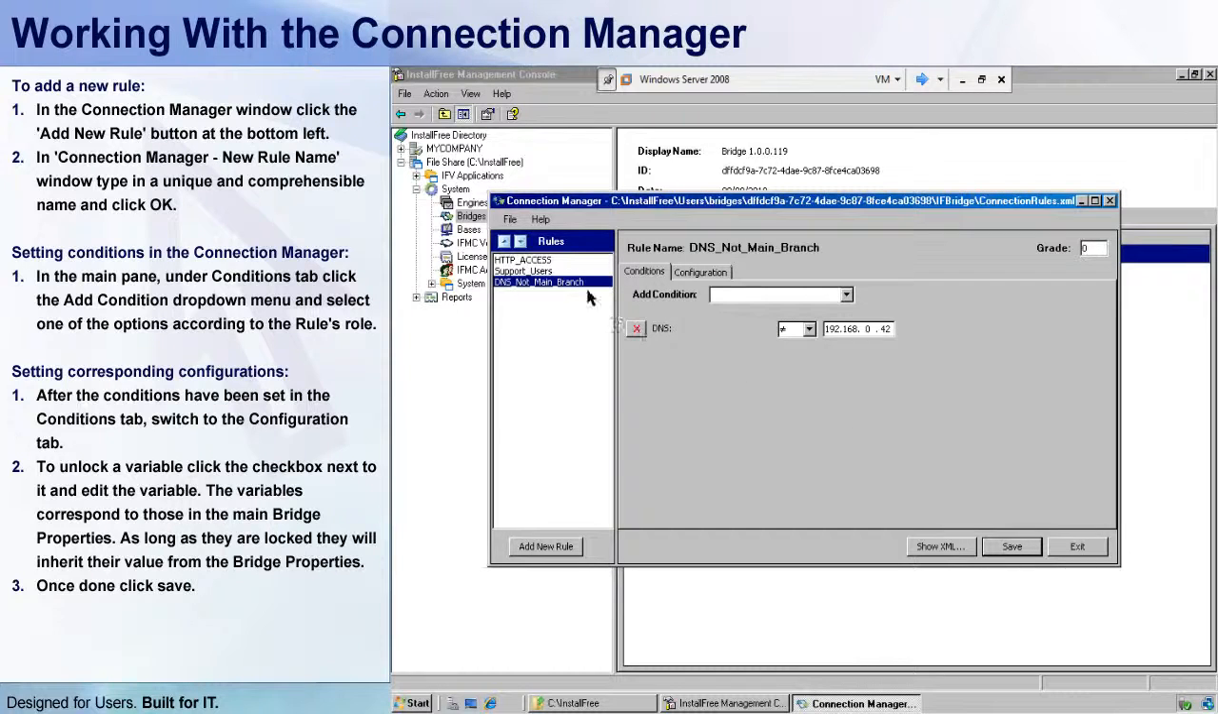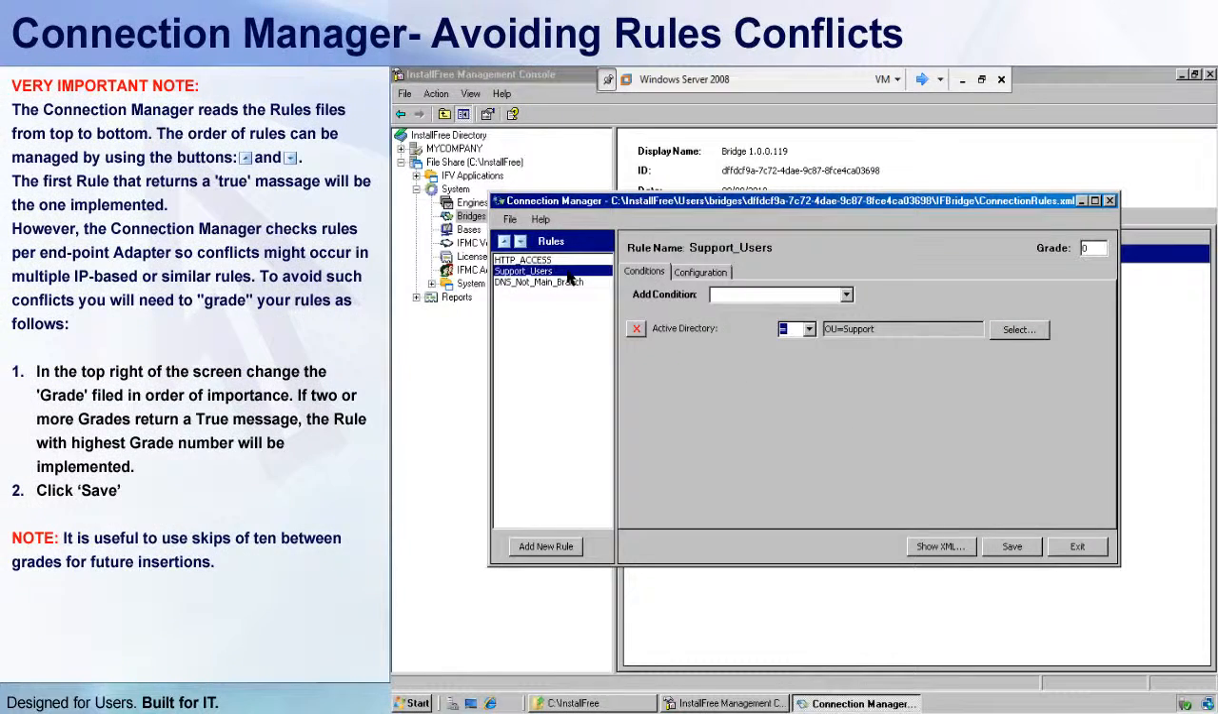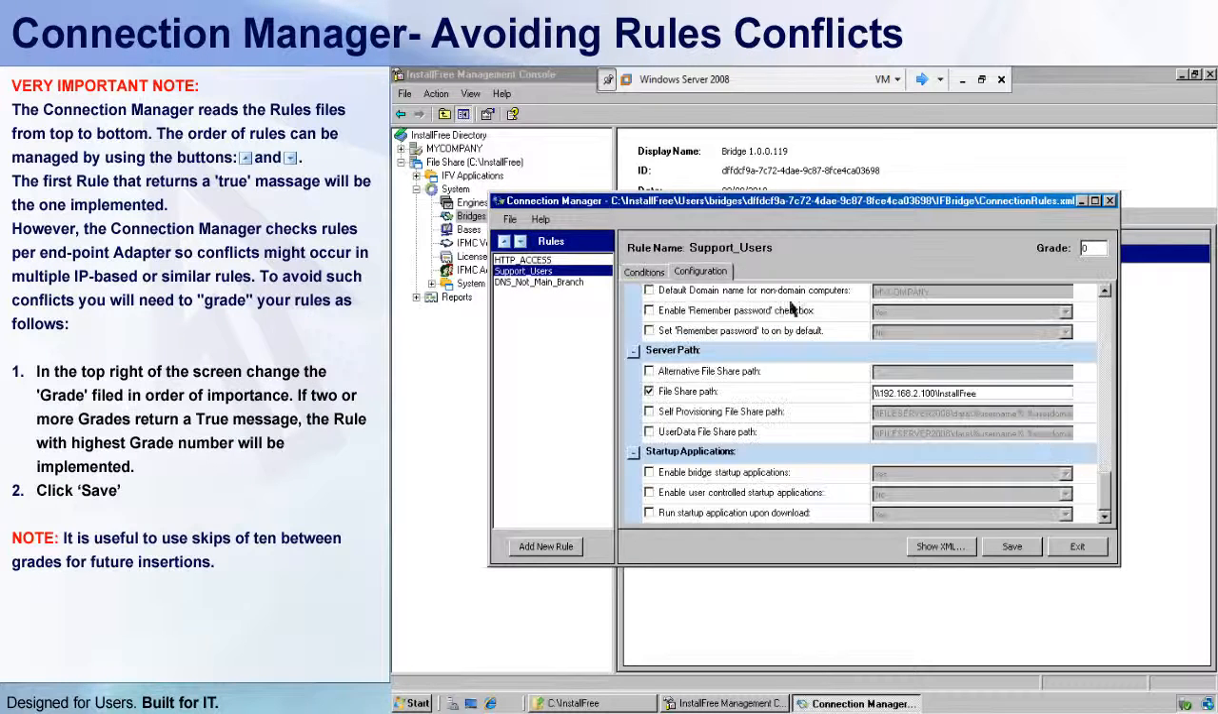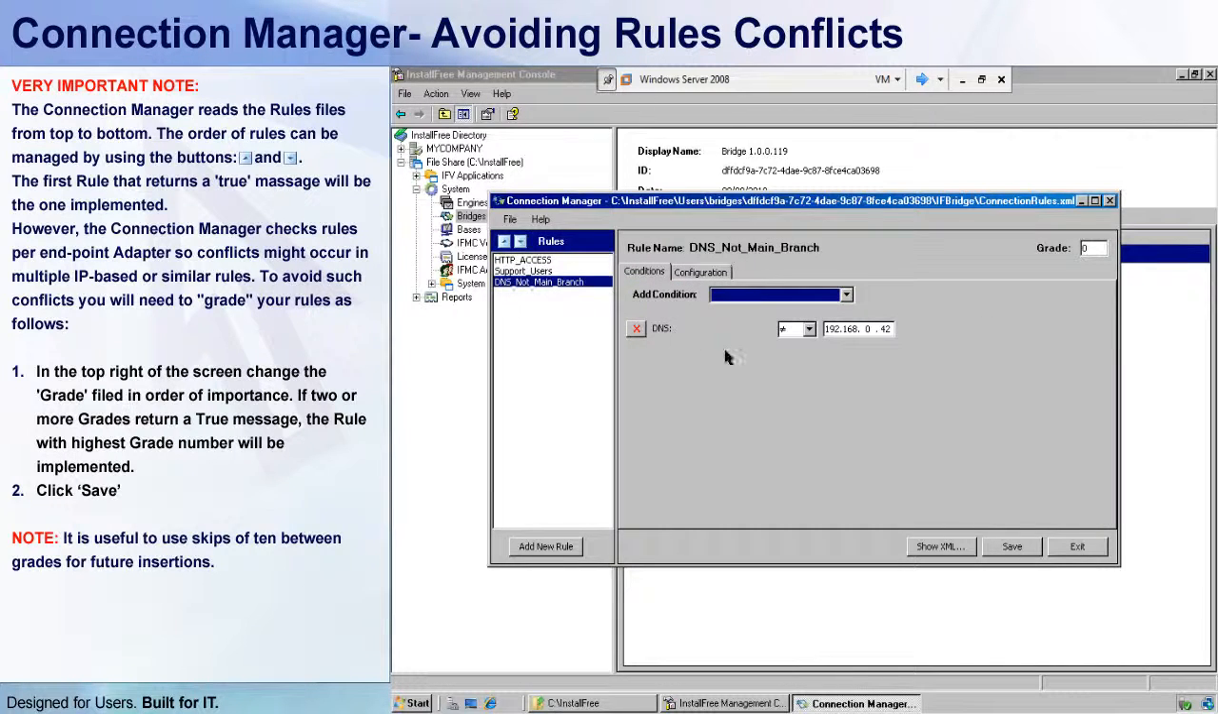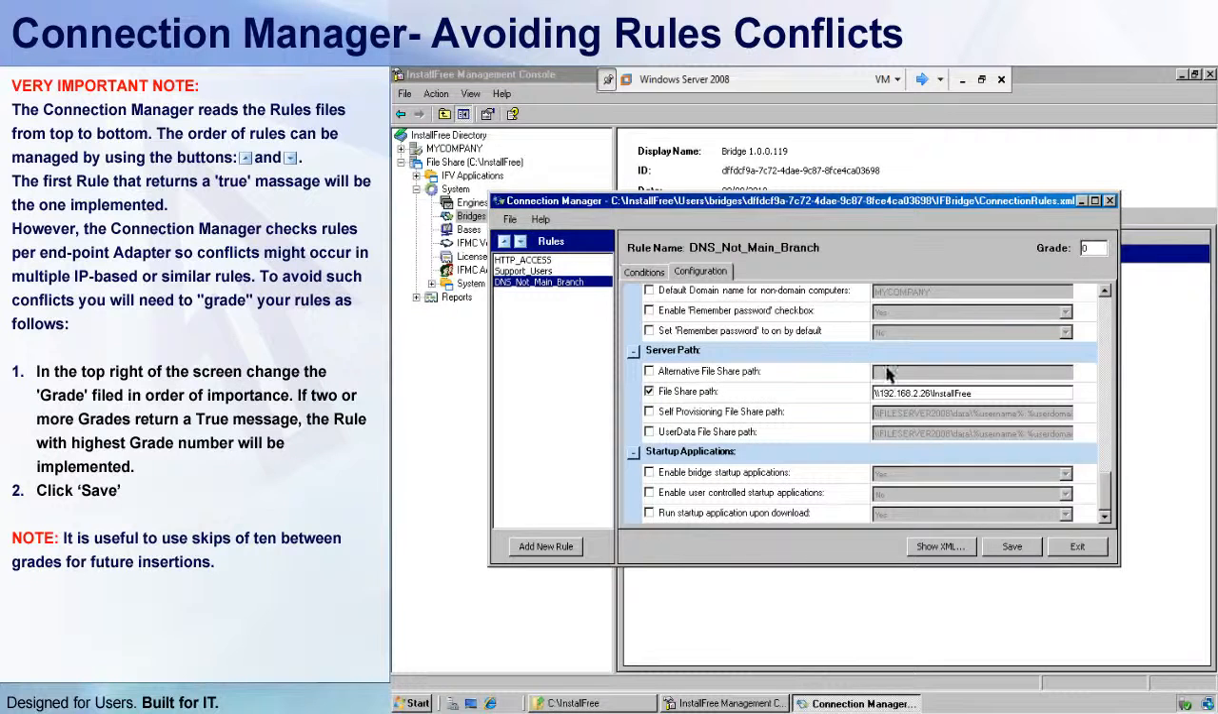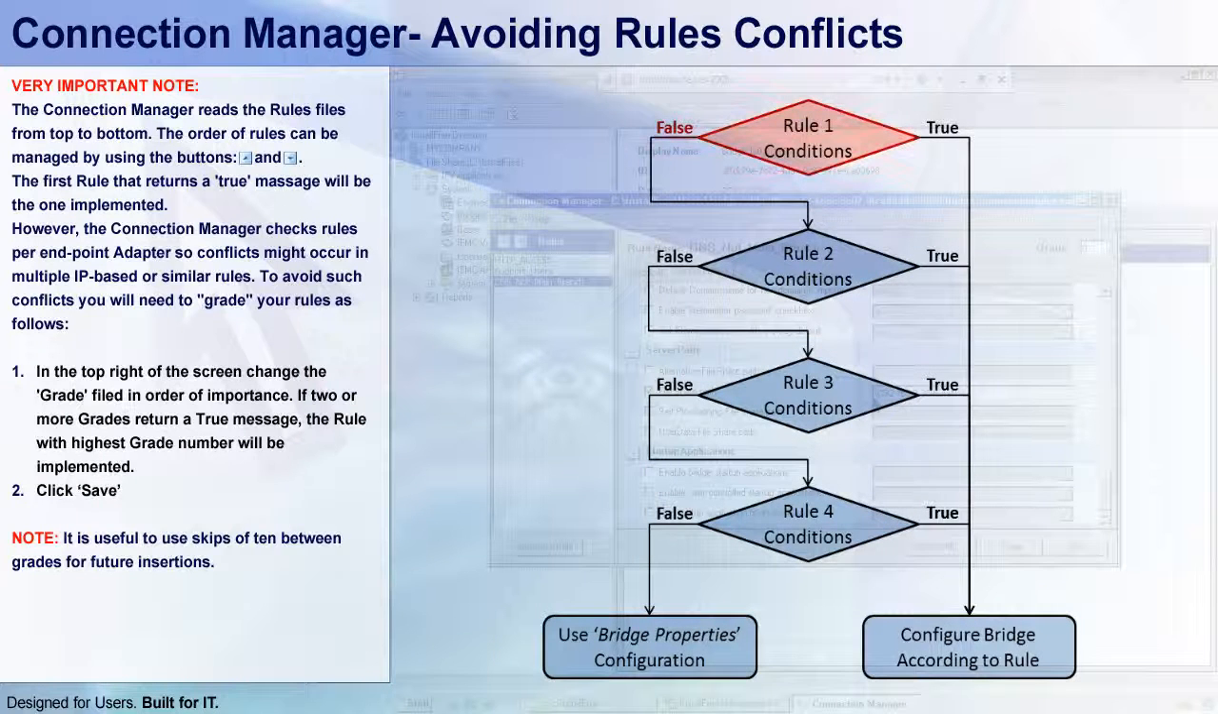But notice that now we have two conflicting configurations, as this previous rule here regarding the support OU has this file share path, and on the other hand, my other rule regarding this DNS has its own file share path here. And the question is, of course, which rule will be used in case both return true. So basically, the connection manager reads the rules file from top to bottom, and the first query which returns a true message is the one that wins over the others.